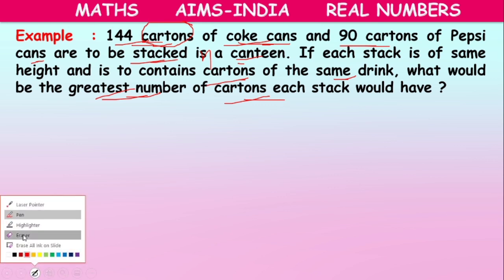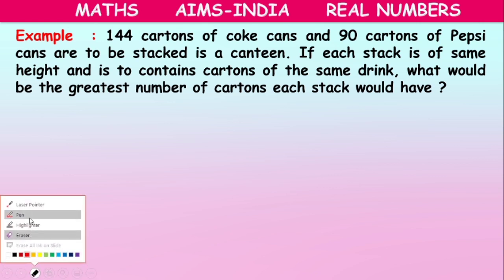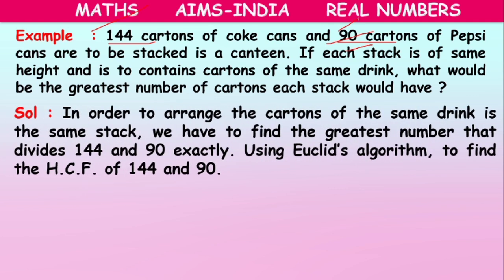So here we have two different numbers, 144 and 90. To arrange them equally, what do we have to find? We have to find the greatest common divisor of these two numbers, so that we can arrange according to that number, by Euclid division lemma or Euclid division algorithm. So we have to find the greatest number which divides exactly, means the HCF of the two numbers.